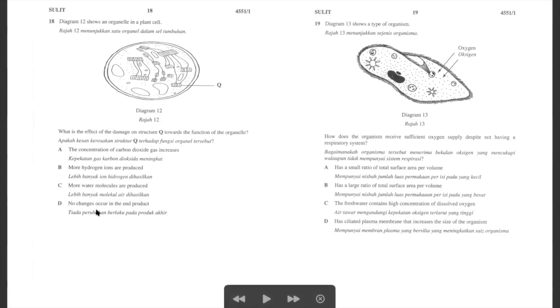Okay, so kita tengok 18 jawapan dia adalah D. What is the effect on the damage to Q? Okay, so the answer is: no change occur in the end product. So that's the answer. Okay.